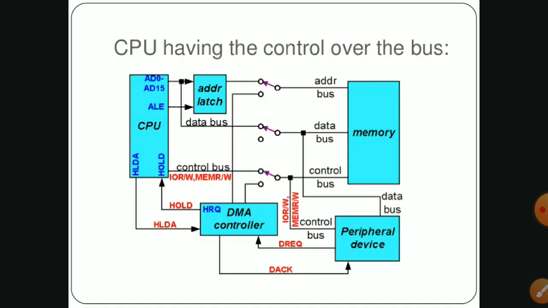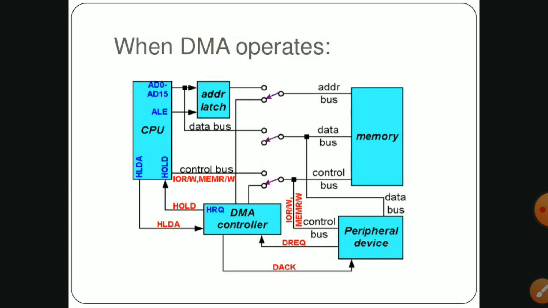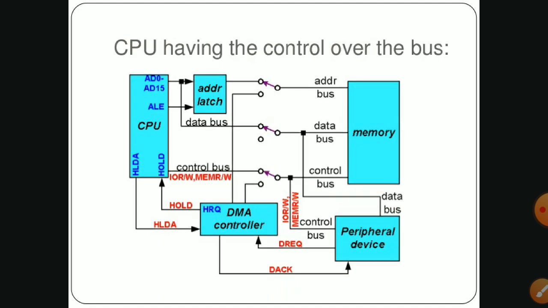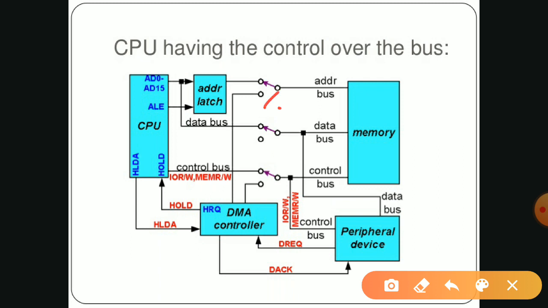And see the next one. See, this is the image showing how the CPU is getting control over the bus and how the DMA is getting control over the bus. This is a switch which we are considering here.